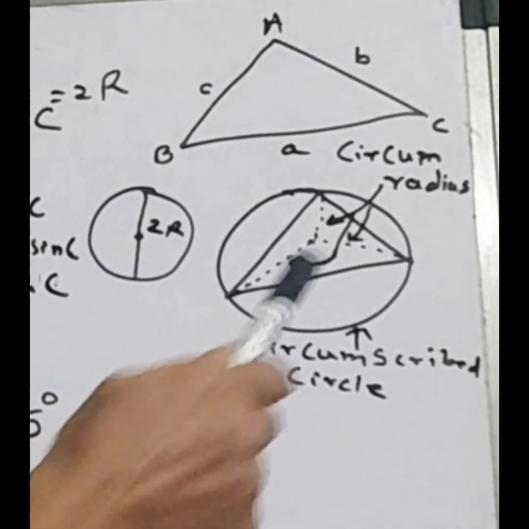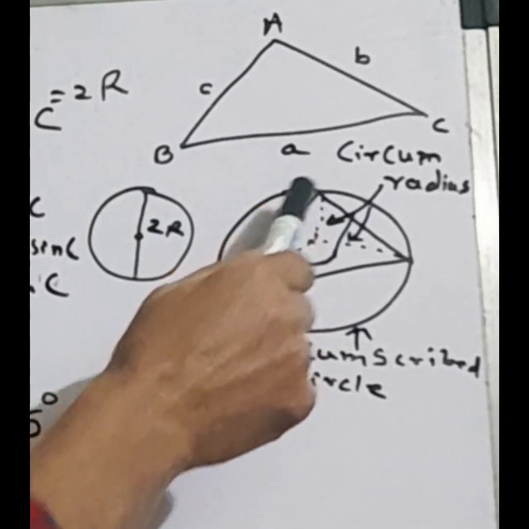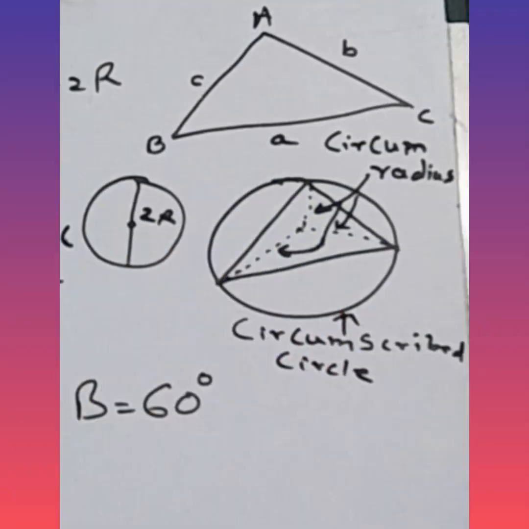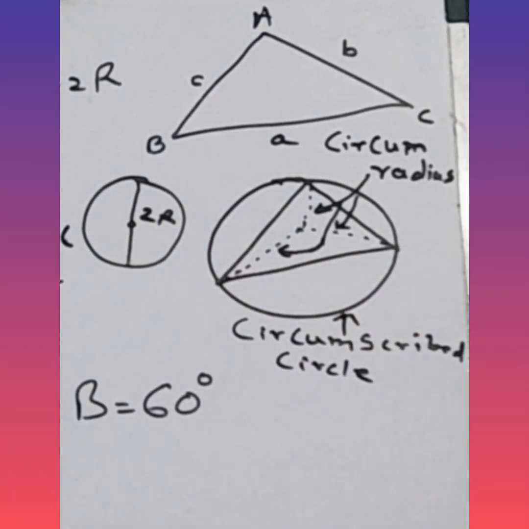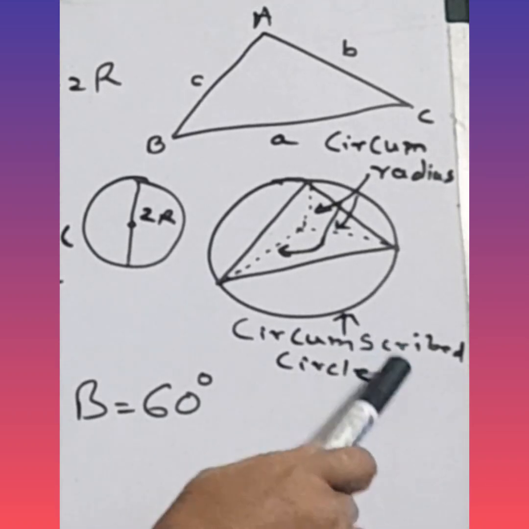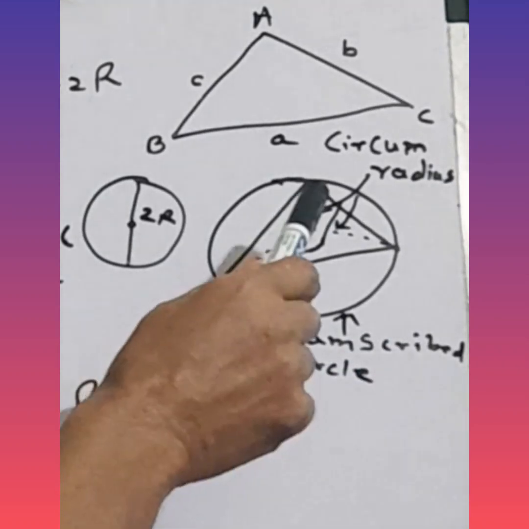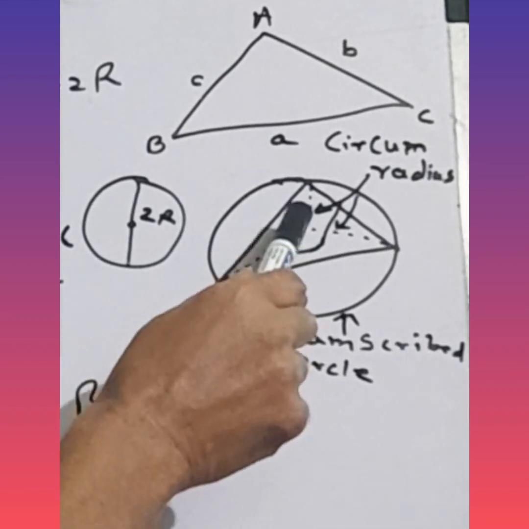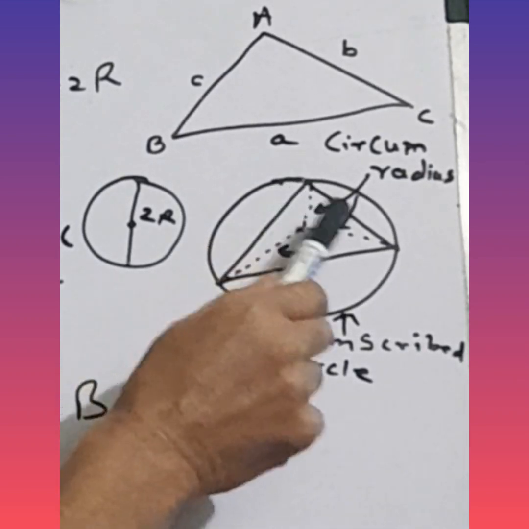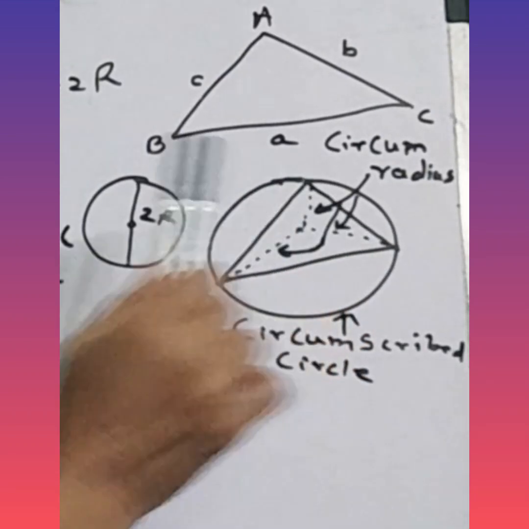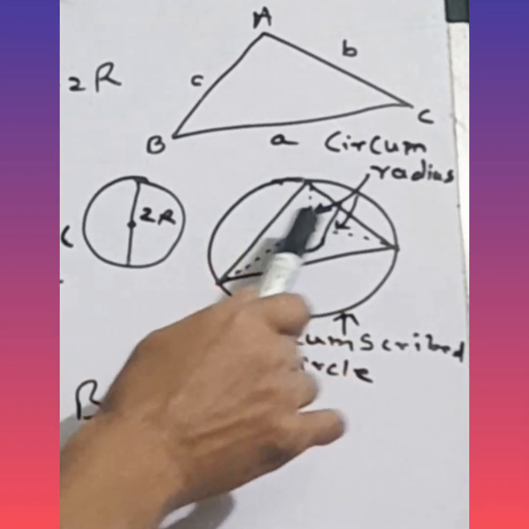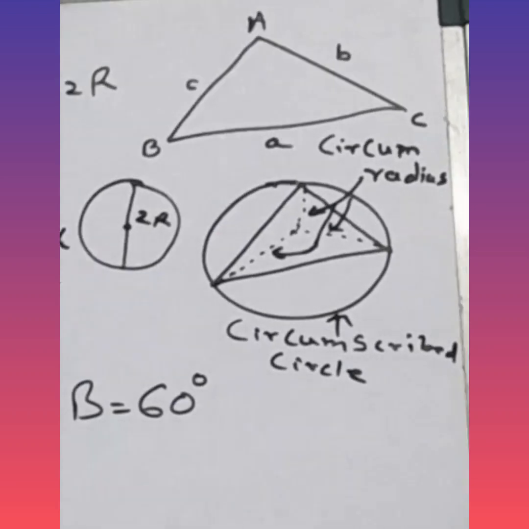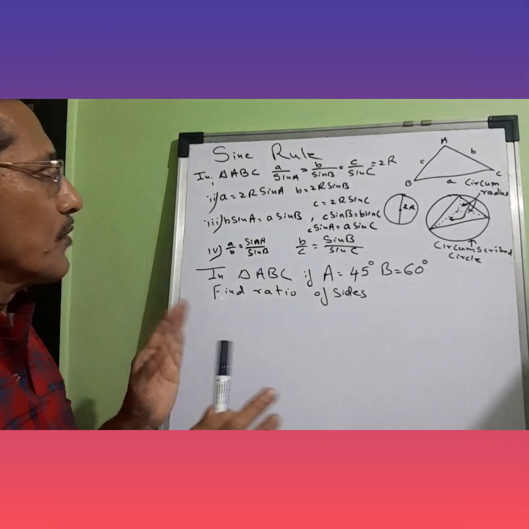Now what's the circumradius? When we draw a triangle, the circle drawn touching all three vertices of the triangle is called the circumscribed circle. The circumradius: from this center point, all three are radii, so 3 radii. These are known as the circumradius. Alright, now getting into the formula.